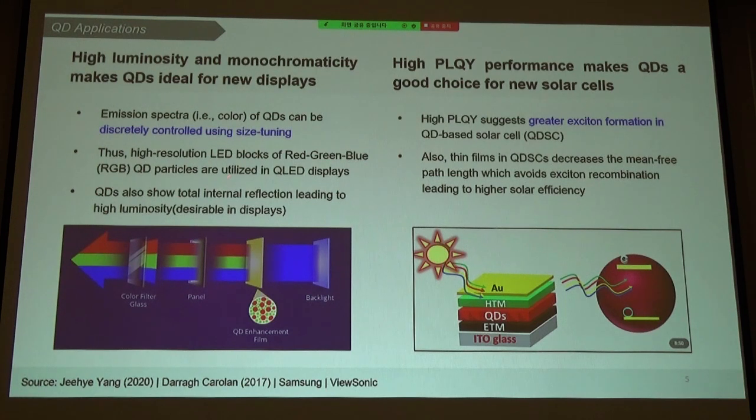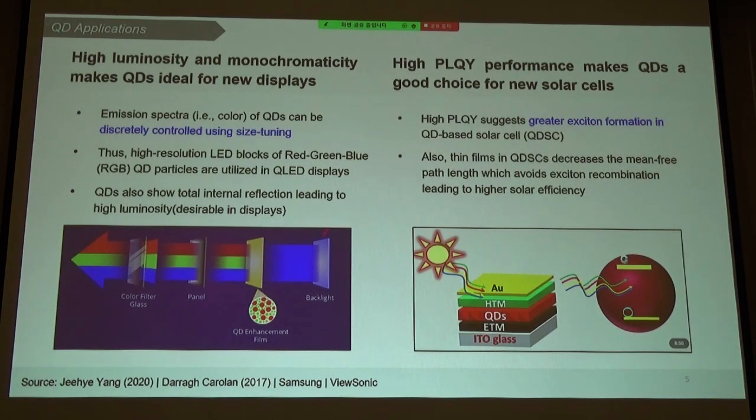And in addition to its great applications to displays, it can also be used for the manufacturing of a solar cell. Silicon-based solar cells have been widely used, but of course they require quite severe crystallization conditions. But this quantum dot requires relatively milder conditions.